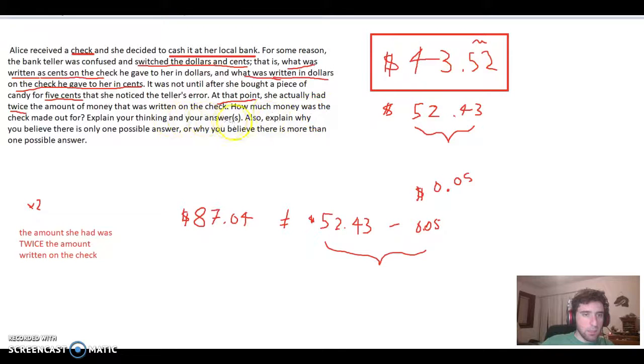So let's keep reading. How much money was the check made out for? Okay, so they actually do want us to give how much money this check was made out for. How much money was the check made out for? That is what we are looking for.